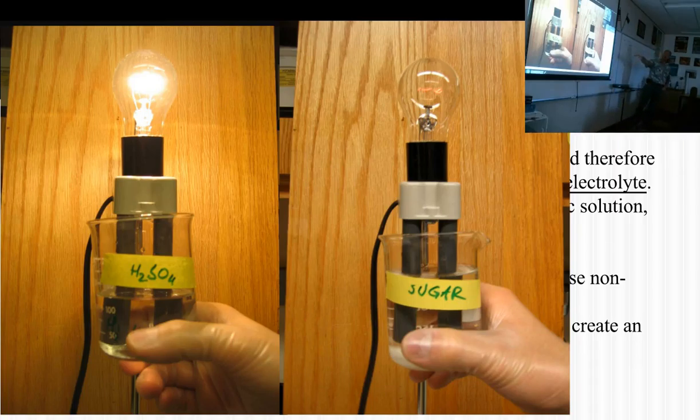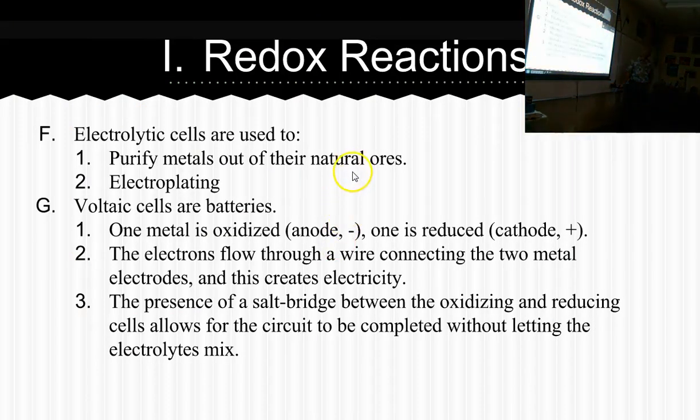So this is an electrolyte solution, and we're just showing that things have to dissociate in order to conduct electricity. Sulfuric acid dissociates in water, and so electricity can flow between these two electrodes and the light bulb lights up. But sugar does not dissociate, so you can have sugar water, but it doesn't conduct electricity. So in order for an electrolyte to work, it has to dissociate in solution and become ions. Sugar doesn't do that.